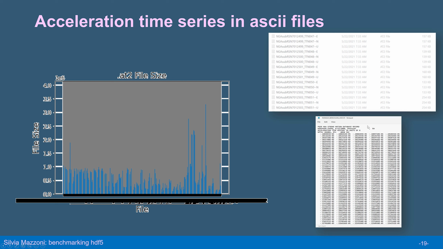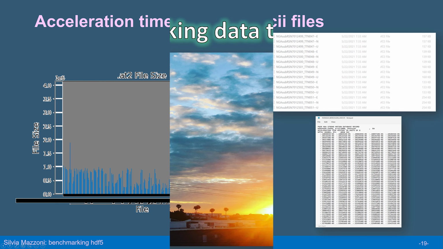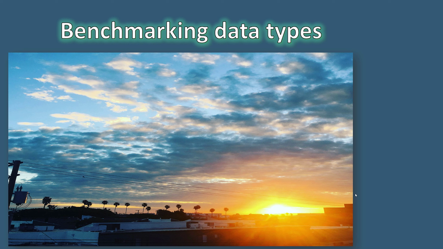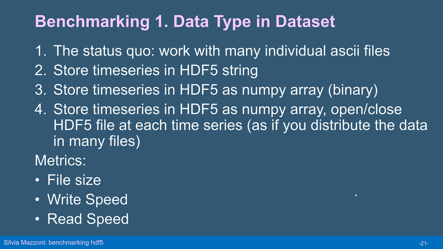I've shown you these files before. There's a header at the very top where I want to grab the data, and then the time series that has been written out in rows, but it should really be one long column of data. So the very first benchmarking test that we're going to do is going to be on data types. If you see this figure, you think it's a sunset, but it's actually a sunrise. So you've got to make sure you understand what the data is and how you can work with it.